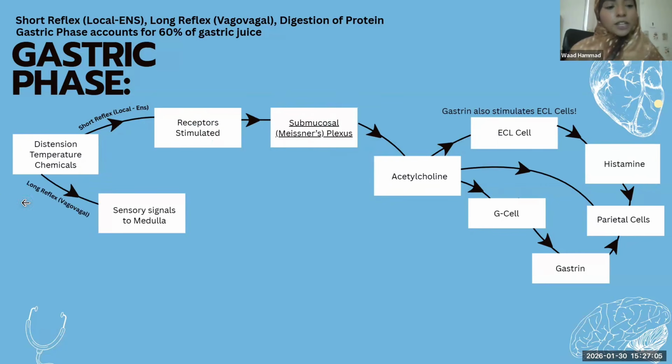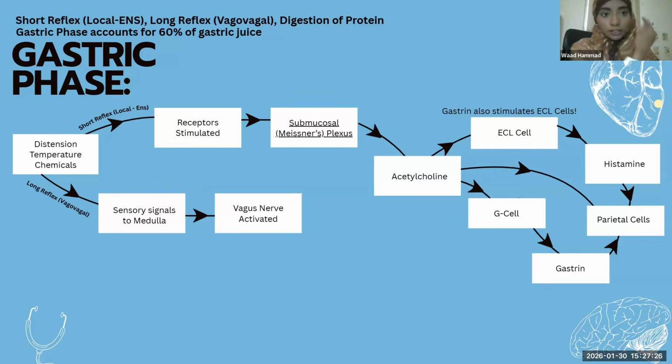Our second pathway is the long reflex or the vagovagal reflex. This one is slightly longer because we're going all the way to the central nervous system. It's no longer locally happening in our stomach. It goes all the way to our central nervous system, sends sensory signals to the medulla in our brain, okay? And then this activates our vagus nerve.